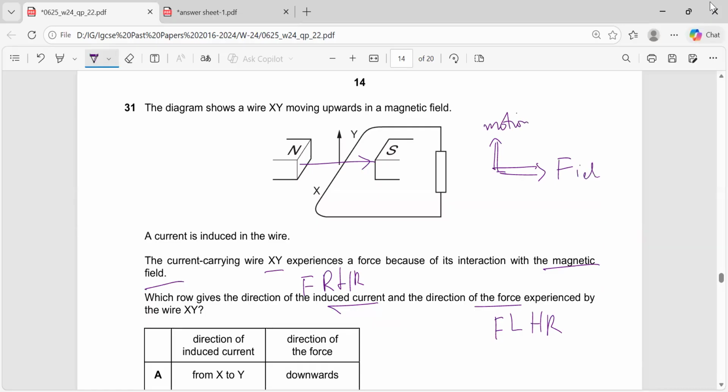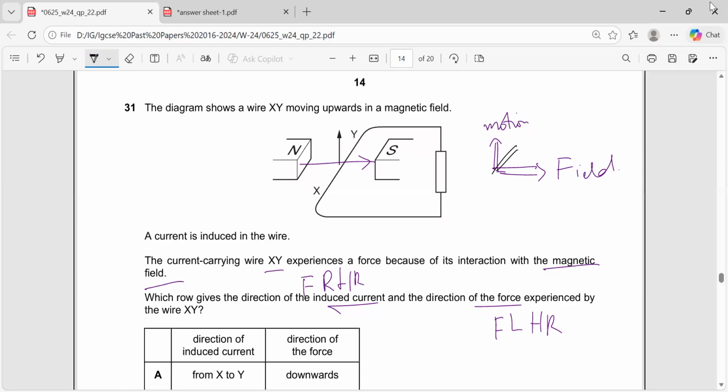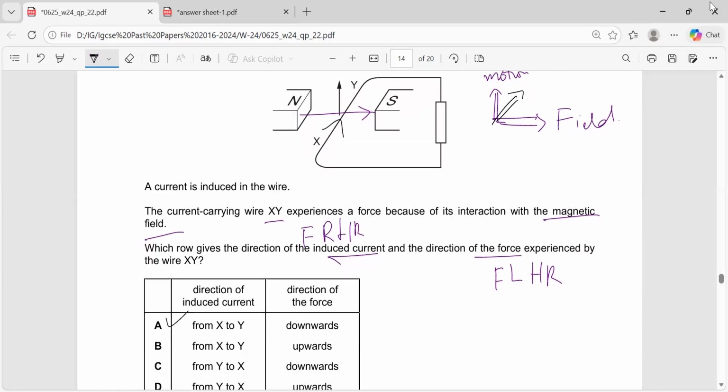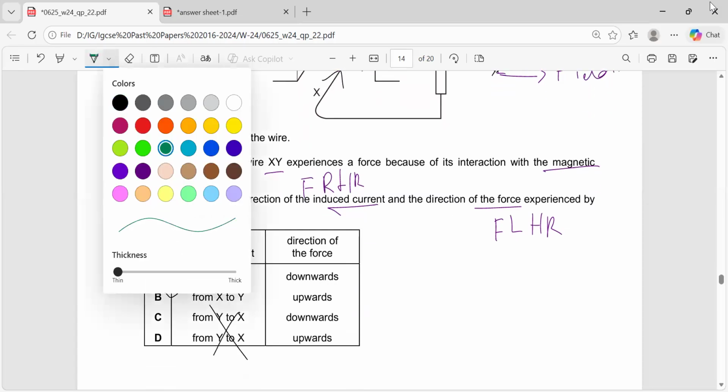This is field. Direction of current. My dear friends, direction of current will be perpendicular to both of them. This way. So it means it will go from X to Y. So direction of current will be from X to Y. So C and D are out.